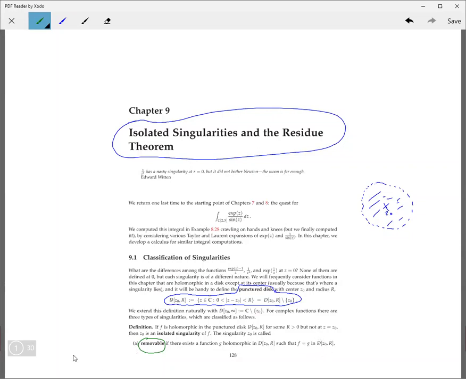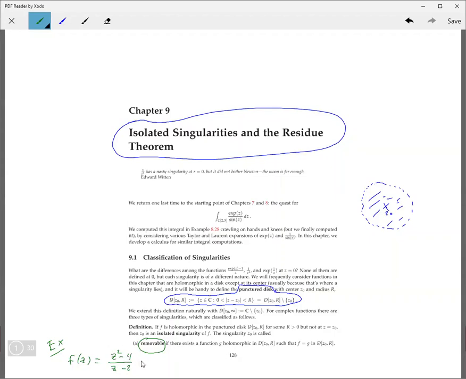So an example of a removable would be like if you had, let's say we had Z squared minus 4 over Z minus 2. Okay, so this function is not defined. Where is this not defined? For what value is Z? Two. Yeah, it's not defined at 2. Okay, because putting in 2 makes the denominator 0.